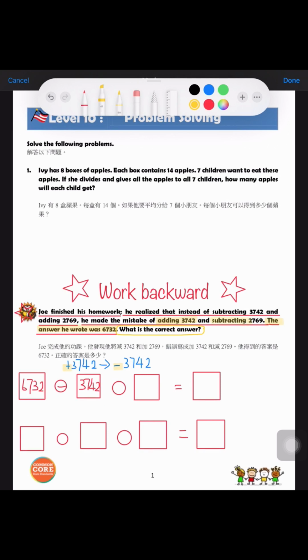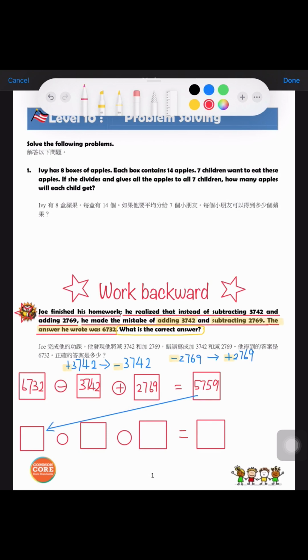And then he did it wrong by subtracting 2,769. Therefore, we may change minus 2,769 to plus 2,769. Which equals to 5,759.